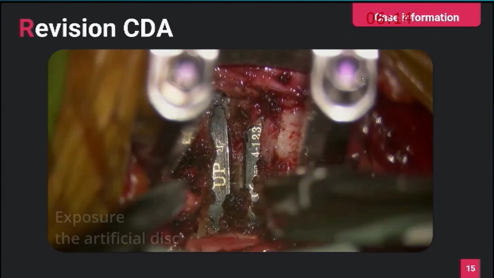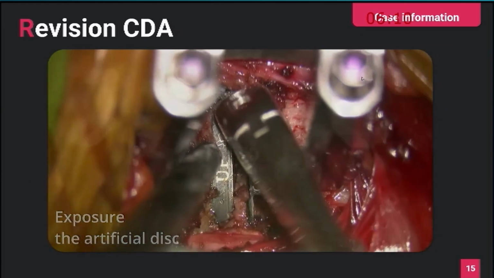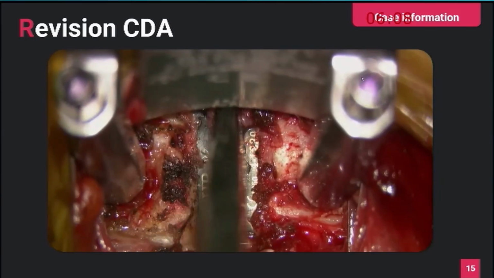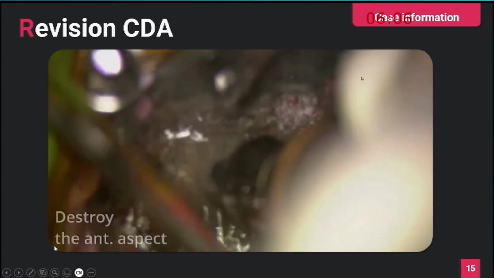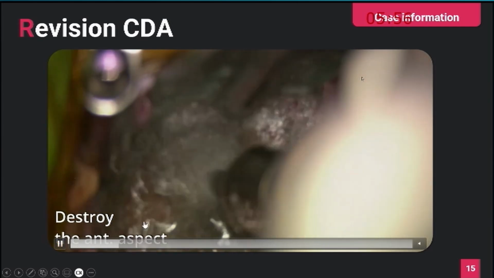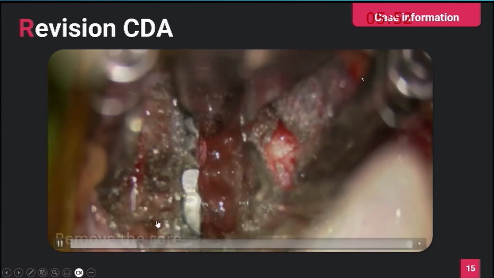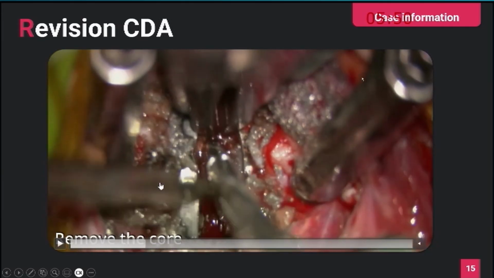And here are the operation videos. First, expose the previous artificial disc, remove the scar tissues, then we drill. We use a high-speed diamond burr. We don't destroy the bone, we destroy the artificial disc itself. We remove the anterior aspect, and then with enough space, we remove the core.